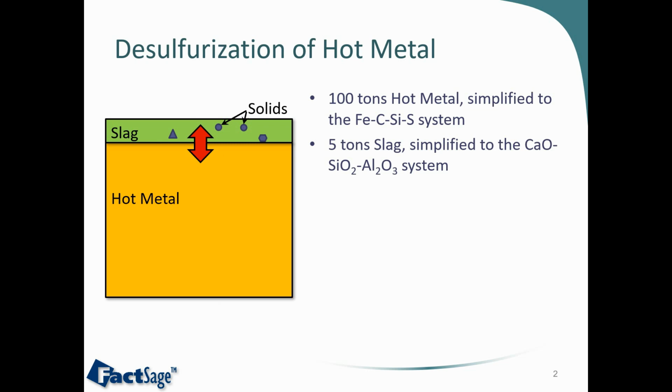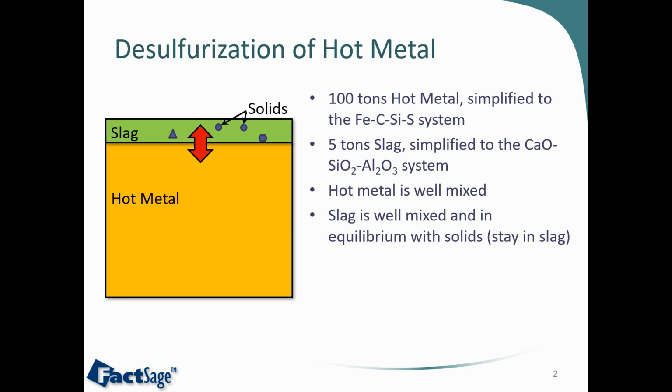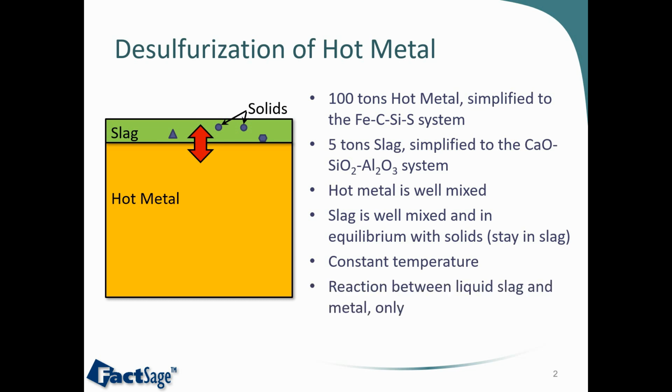We'll make a couple of assumptions to simplify our process. We will assume that the hot metal is well mixed, that the slag is also well mixed and in equilibrium with the solid phases, which are limited to solid oxide in the system. These solids remain in the slag at all times, so we have no reactions between the liquid metal and the solids. The process is at constant temperature, meaning that the liquid metal, slag, and solids are at the same constant temperature. There are reactions occurring at the slag-metal interface, here, between liquid slag and liquid metal only, so the solids do not take part in this reaction.